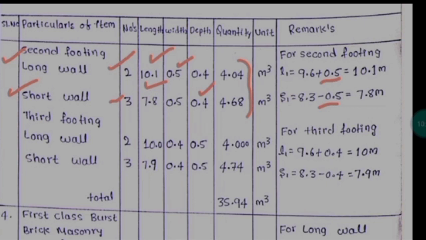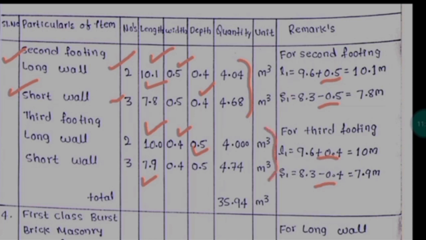For the third footing also you need to repeat the same procedure, but you have to change the width of the footing. So instead of 0.5 you write 0.4. This 0.4 is the width of the third footing, or in other words the width of the basement, so that is 0.4, and deduct the 0.4 for the short wall. Then you will get 10 meter as the length of the long wall and 7.9 meter as the length of the short wall, and 0.4 meter is the width of the basement and 0.5 meter is the depth of the basement. Then you will get the quantity of the long wall as well as the short wall.